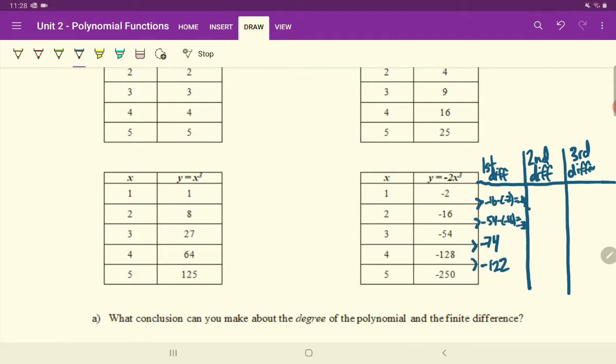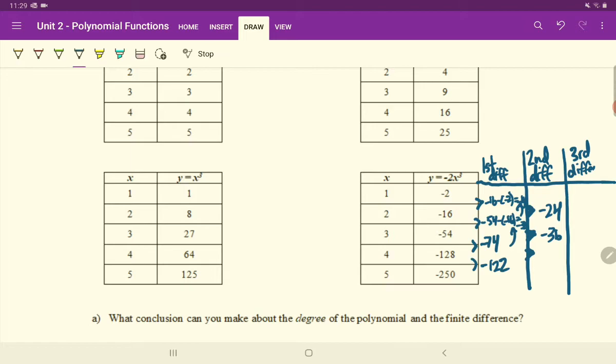Now when we find the second differences, we go in between, and we're now going to do -38 minus -14. So -38 minus -14, which is -38 plus 14. Now we're at -24. Then do -74 minus -38, which is -74 plus 38, which is -36.